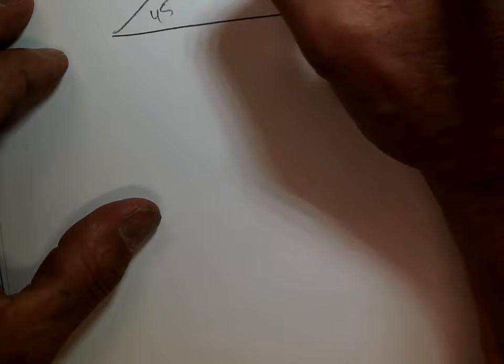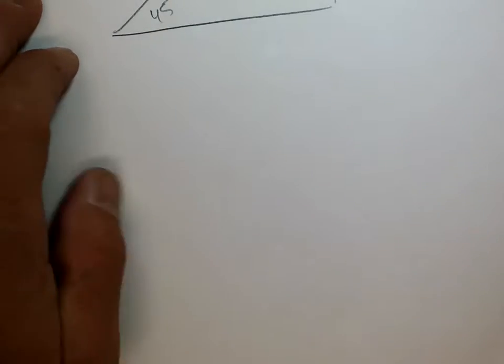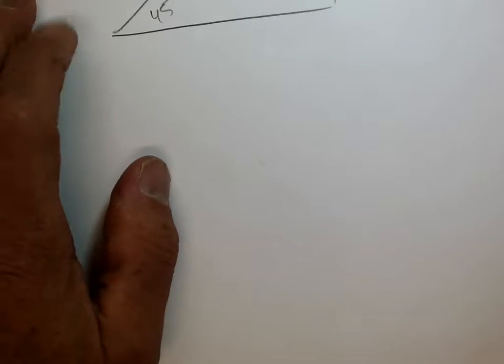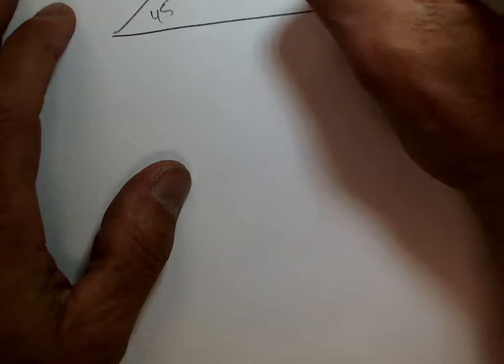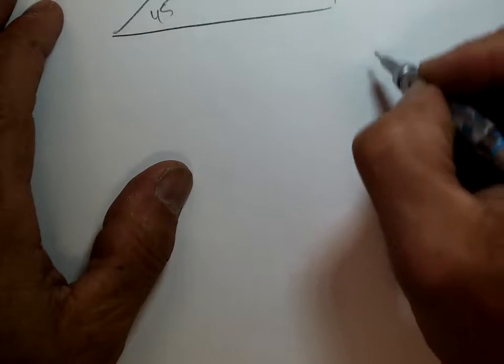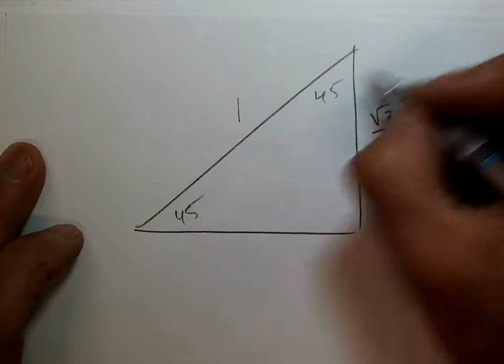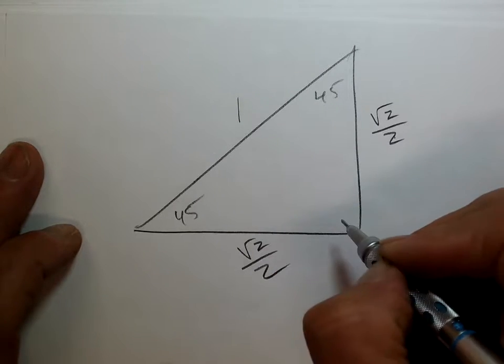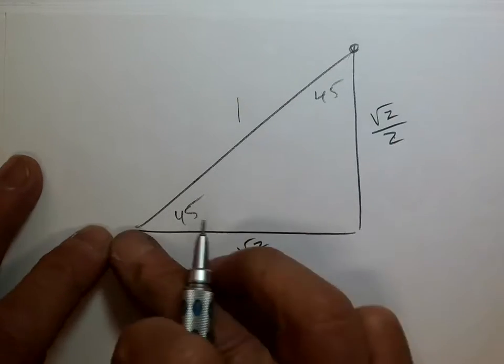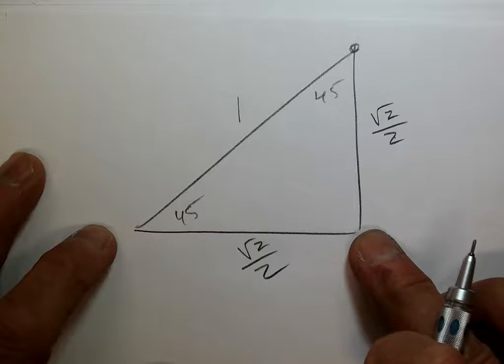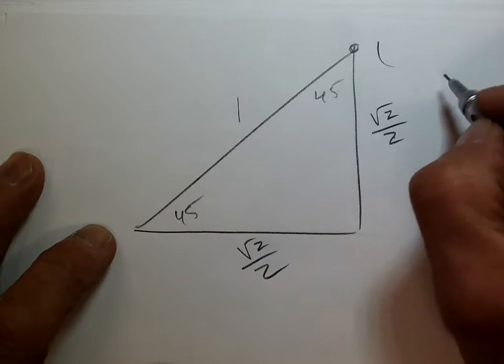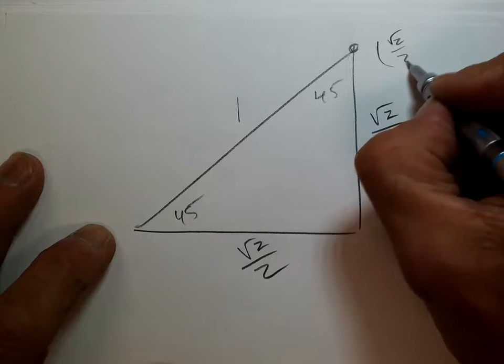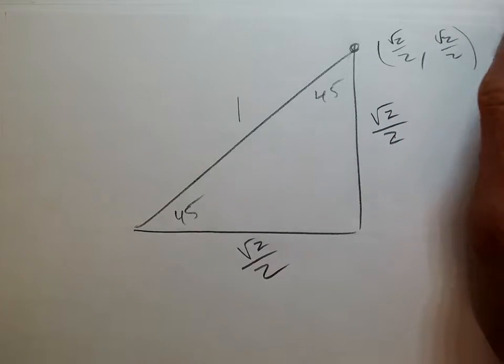We knew that if we had a 45, just watch, 45, 90. We're talking about that one there, right? We knew if this side was 1, this turned out to be the square root of 2 over 2. If this were 1, this turned out to be the square root of 2 over 2. And this is also the square root of 2 over 2, right? So if I need a point right here, I'd go out square root of 2 over 2, up square root of 2 over 2. So the coordinate of this point would be square root of 2 over 2, square root of 2 over 2. Okay, that makes sense, right?